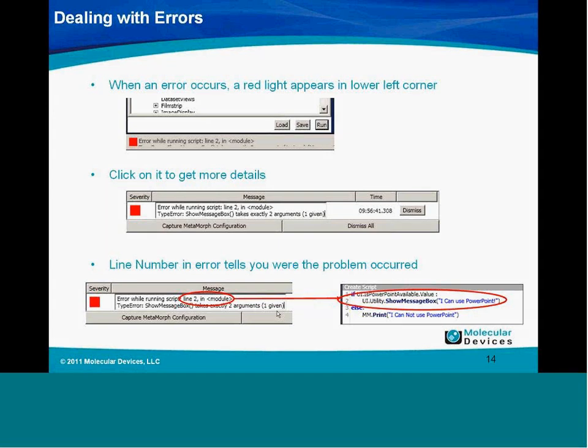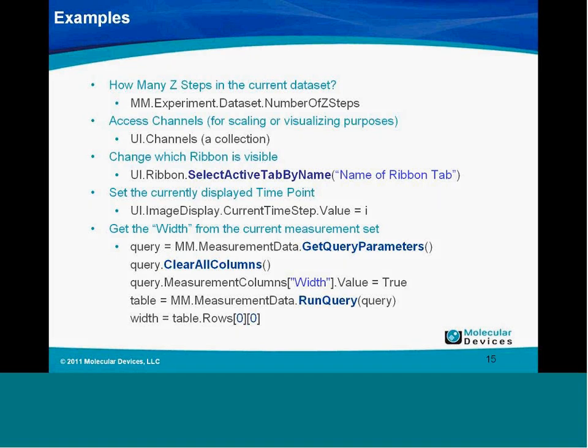Some examples. On this page, we'll display a couple examples that you'll be using, or that you could use for scripting. First one is, let's say you have a data set that has multiple time points and multiple z-steps, and you wanted to figure out how many z-steps there are in the data set. You'd look at the property mm.experiment.dataset. That gets you to the data set, and then inside that would be the property number of z-steps.